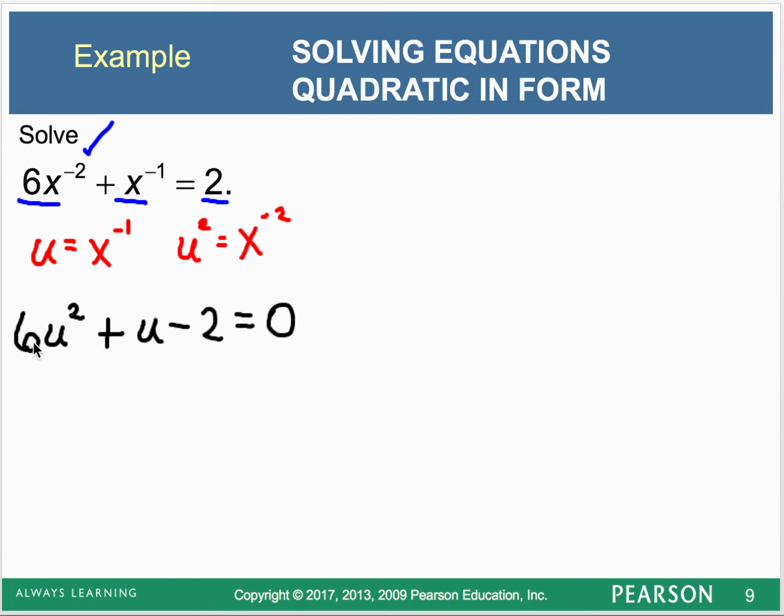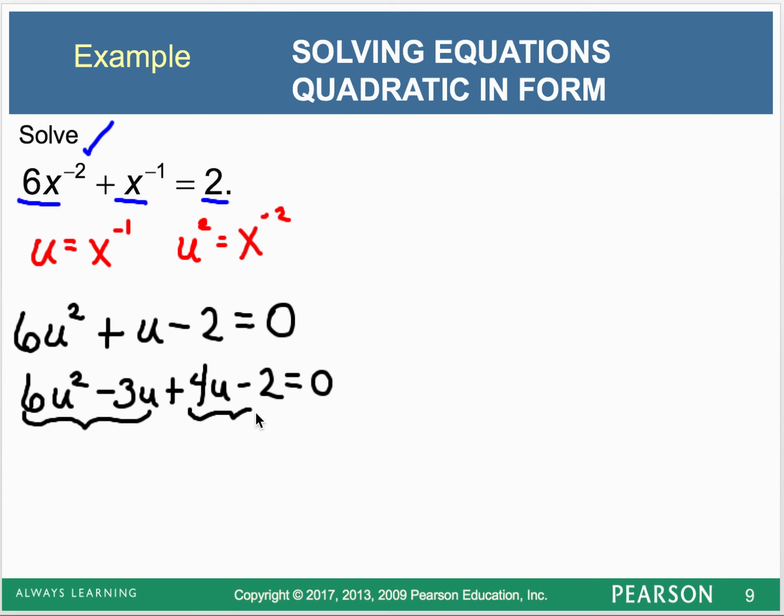Now I'm going to try to factor this. I need 2 numbers that multiply to give -12, and add to give 1. So that's 4 and -3. So I'm going to rewrite my problem because the leading coefficient is not 1. So 6u squared minus 3u plus 4u minus 2, still the same problem. I just expanded that and rewrote it. But now I can factor it by grouping.